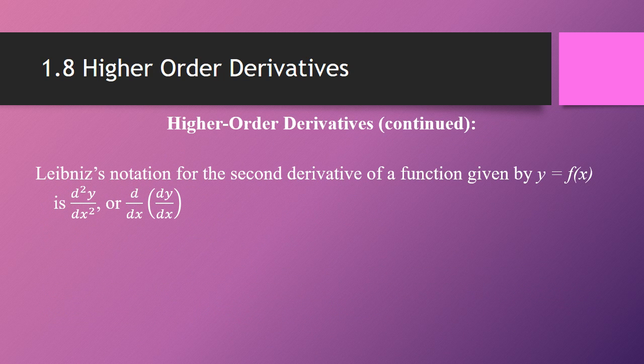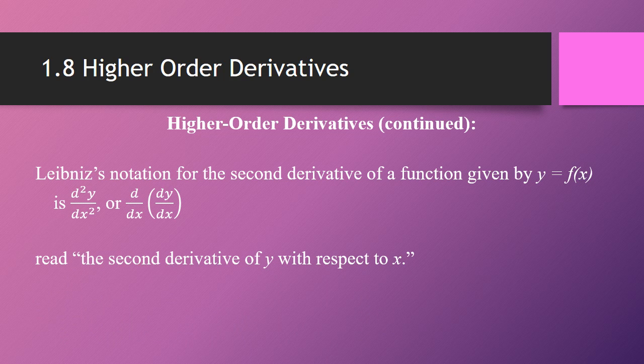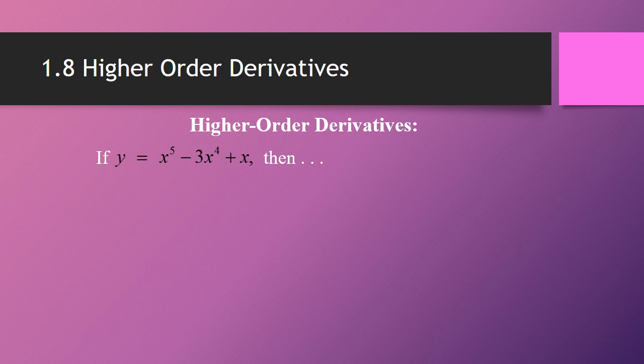Now, Leibniz notation would look like this. It would be d2y over dx2. It's not really squared, so I don't want to say squared. They're not powers. Or you could put d/dx of dy/dx. You read it the second derivative of y with respect to x. And again, the 2's are not exponents. They're not powers. So, try not to get that confused.